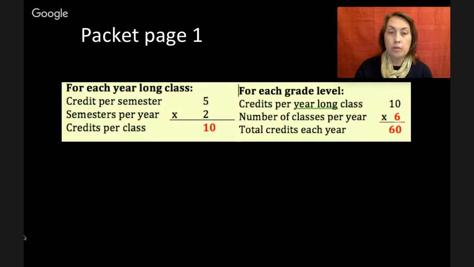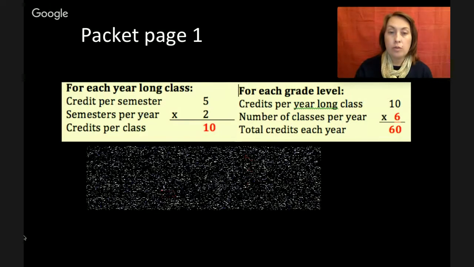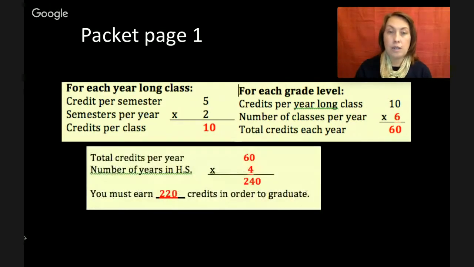Now, the total number of credits that you could earn in a year, 60 times the number of years in high school, that's 4. That equals 240. You must earn 220 credits, though, in order to graduate. So you actually can earn more credits than you need to graduate.